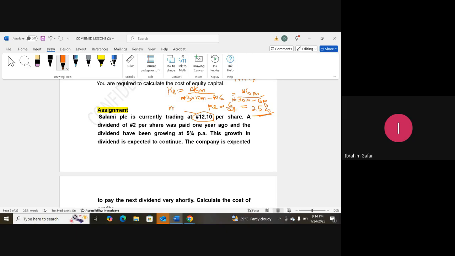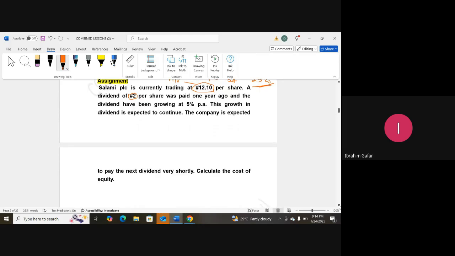A dividend of 2 naira per share was paid 1 year ago, and the dividend will be growing at 5% per annum. This growth in dividend is expected to continue. The company is expected to pay the next dividend very shortly. Calculate the cost of equity.